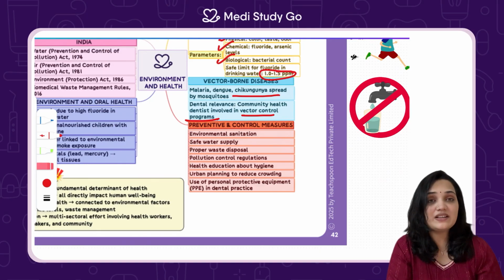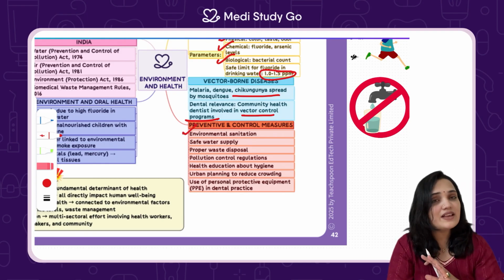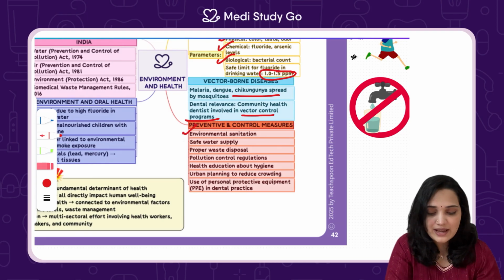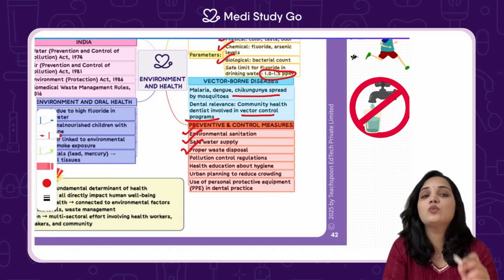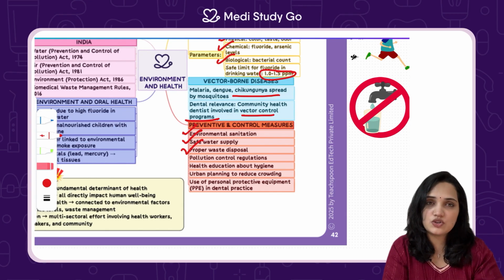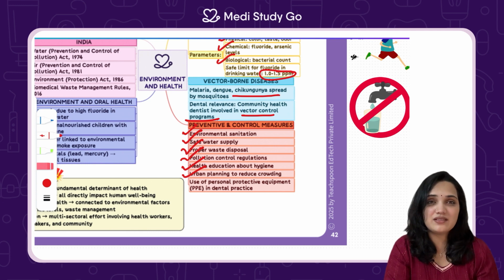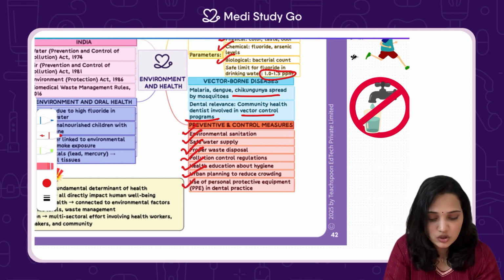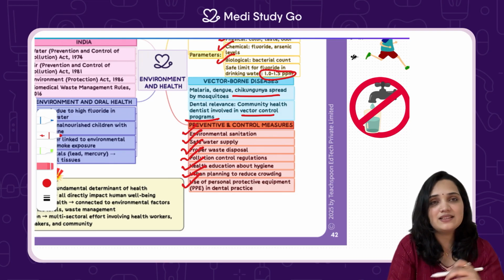Now let's see some preventive and control measures. To protect environmental health, several measures are very important. These are environmental sanitation, safe water supply, proper waste disposal, which we will talk about in the next topic, pollution control regulations, health education about hygiene, and urban planning to reduce crowding in the cities. And then the use of personal protective equipment, or PPE, in healthcare settings.